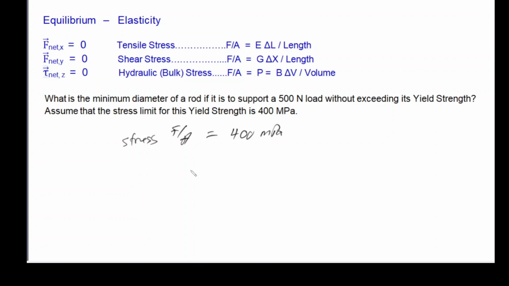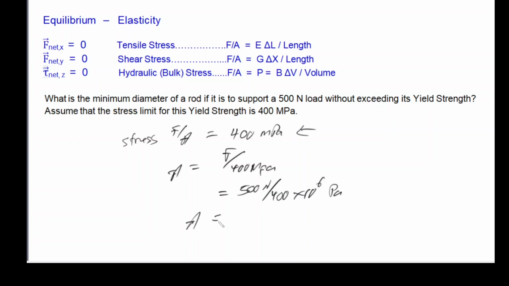So area is equal to force over 400 megapascals from this equation, which is equal to the force, 500 newtons, over 400 times 10 to the 6 pascals. So we end up with an area equal to 1.25 times 10 to the minus 6 meters squared.